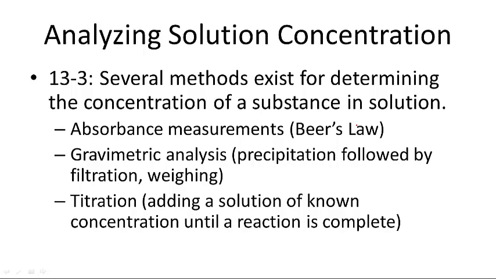So we'll explain what these are, but we're going to talk about 3 techniques. One we've already discussed in detail: using absorbance measurements, which is what we call Beer's law. Gravimetric analysis, which is when you do a precipitation reaction, then you filter and dry the product, and then weigh the product. And then a titration. That is when you take a solution for which you know the concentration, add it to another solution for which you don't know the concentration, and have a reaction happen, and use stoichiometry to figure out the concentration of the unknown solution.